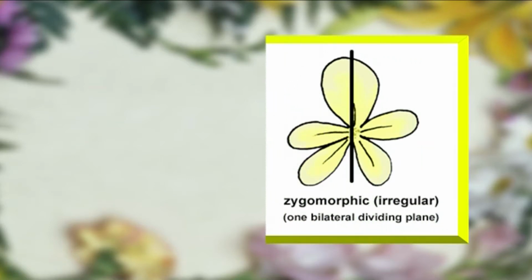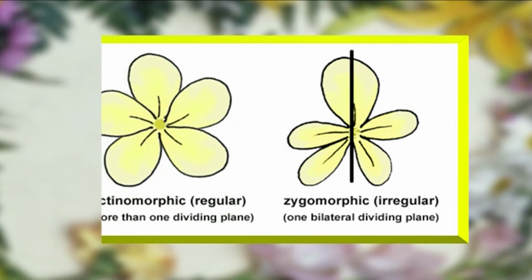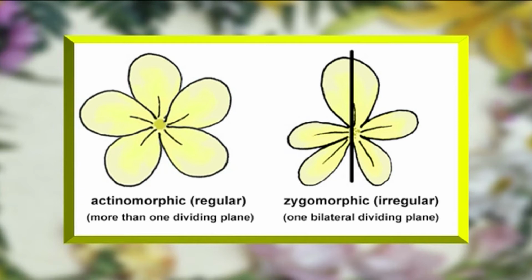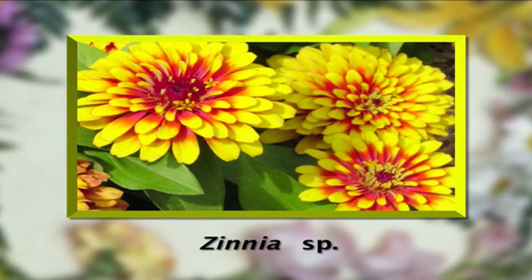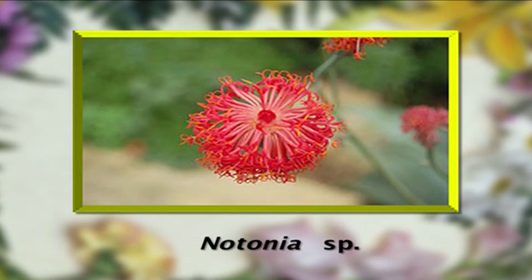Ray florets are always zygomorphic, that is, they can be divided into two equal parts through one plane only, while disc florets are always actinomorphic, that is, they can be divided into two equal halves through more than one plane. The capitulum or head is said to be homogamous if it consists of only one type of florets. The homogamous heads possess either only the ray florets, for example, zinnia, or they possess only disc florets, as in Vernonia and Notonia.